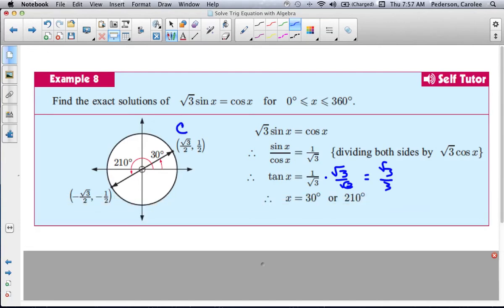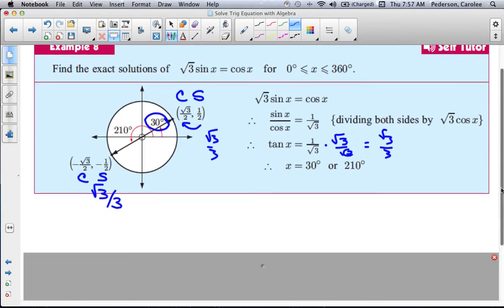This is your cosine, and this is your sine. You would divide those, 1/2 divided by square root of 3 over 2, and you would get square root of 3 over 3. So one of your solutions is 30 degrees. You would also notice that if you took this set of ordered pairs and divided them, you would also get square root of 3 over 3.